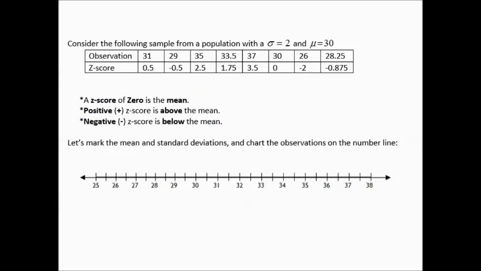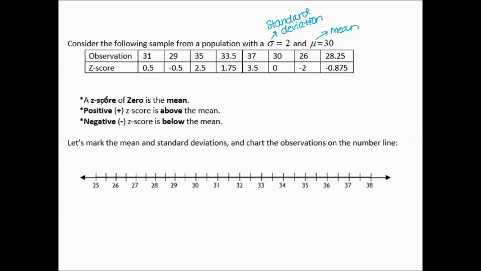So it says on your notes, consider the following sample from a population with this symbol, which remember means standard deviation, and this symbol, we have a mean of 30. So one of the observations is 31. It has a z-score of 0.5. This means it is 0.5 standard deviations from the mean. If we look at it here, 29 is negative 0.5 standard deviations from the mean.